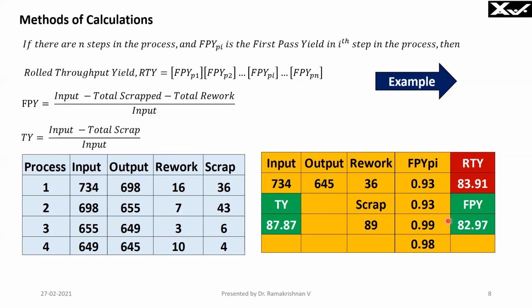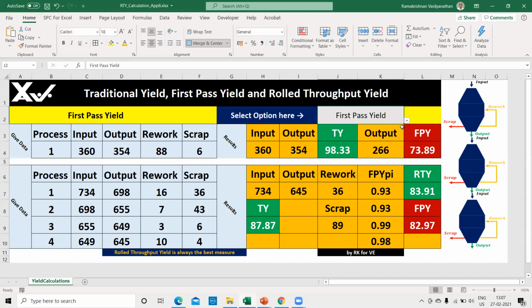Similarly, for all the steps we have found, we have to take the product of these four first pass yields, and you will get rolled throughput yield as 83.91. We'll go to the example and then see. Here, I'll select this rolled throughput yield. So rolled throughput yield is there.